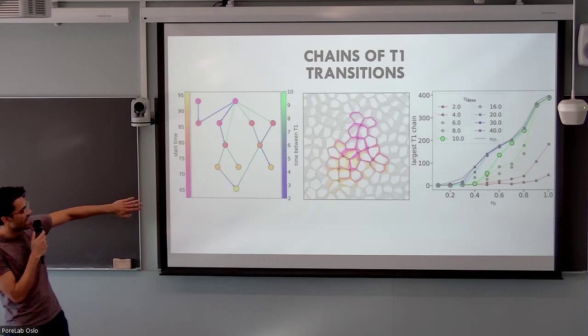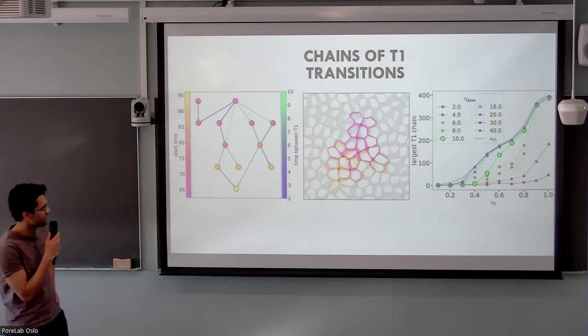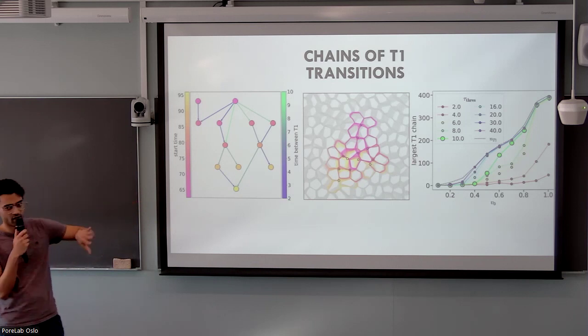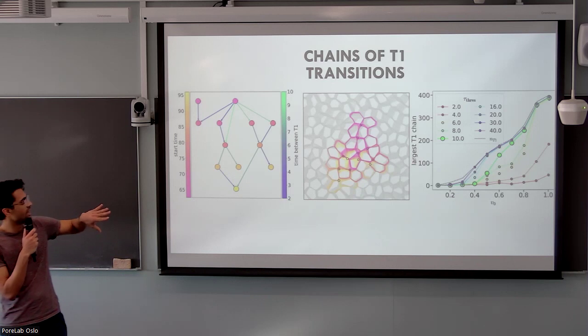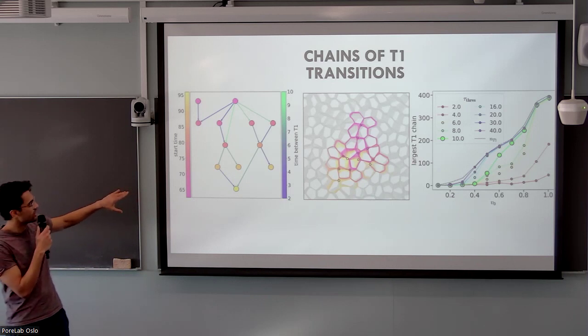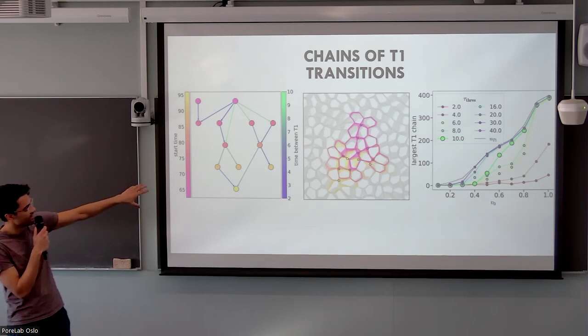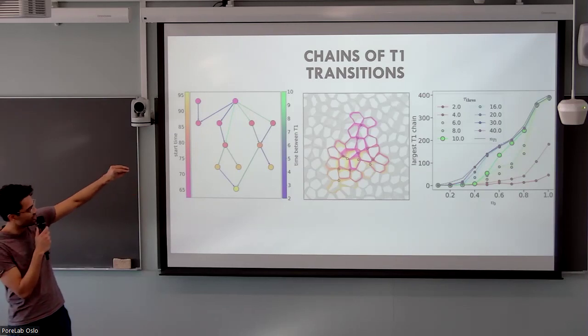That's visible in the figure in the middle, where I have taken multiple snapshots of the tissue, almost 50, and overlaid them on top of each other. The color highlights the cells that are undergoing a T1 transition, based on where they lie on this graph. And you can see that the deformation spreads from somewhere in the middle towards the sides.